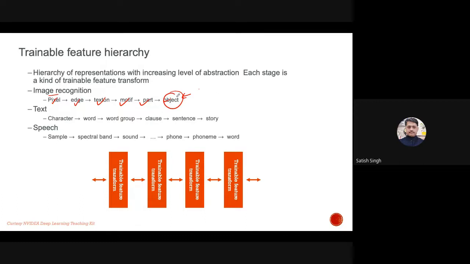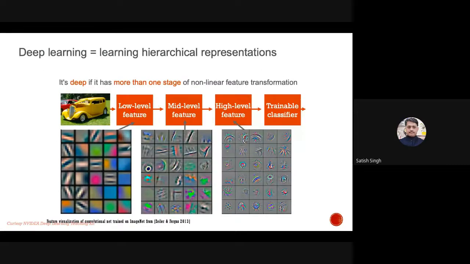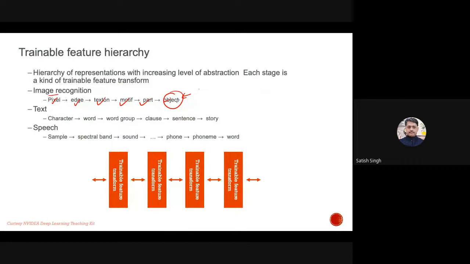So typically in case of image processing applications, you can visualize those features. That's why you can say these features are hierarchical in nature in case of deep learning models.